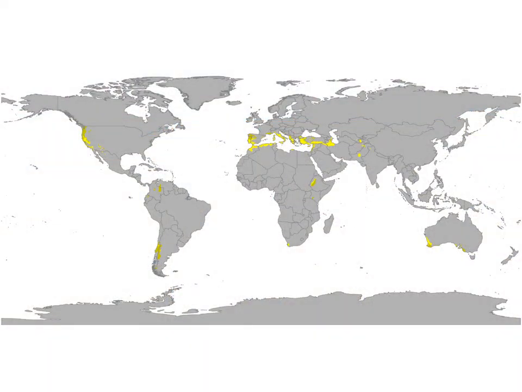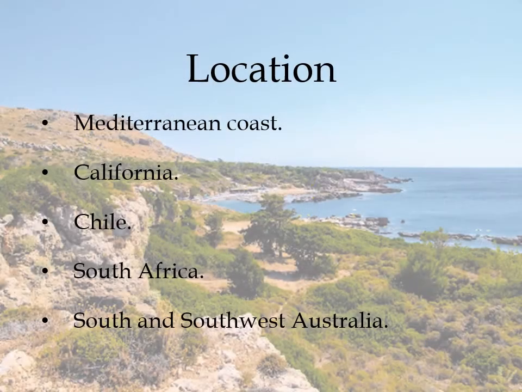These are the parts of the world where we can talk about this Mediterranean climate. Along the Mediterranean, of course, in the west coast of North America and South America, and in some parts of Australia. Australia is a huge island that has lots of different climates on it. We said here we can find oceanic, and here we can find Mediterranean. So it's on the Mediterranean coast, in California, Chile, South Africa, and the South and Southwest Australia.